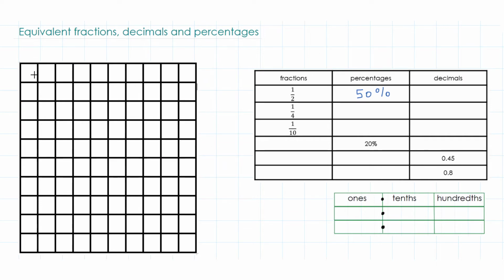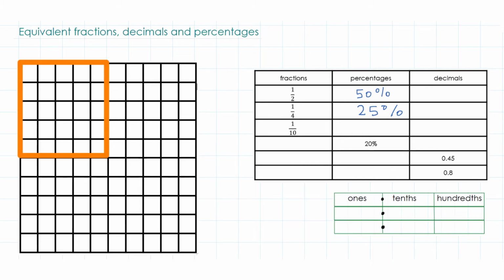Now a quarter, let's cover a quarter of the whole grid. How many squares have I covered? What percentage is that? It's 25 out of 100, 25%. So a quarter as a percentage is 25%. 25% as a fraction is 1/4.